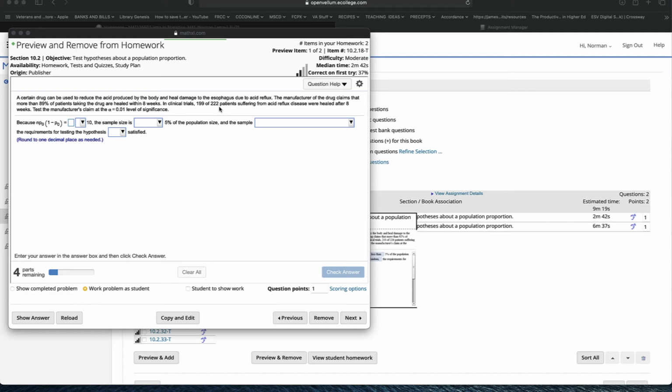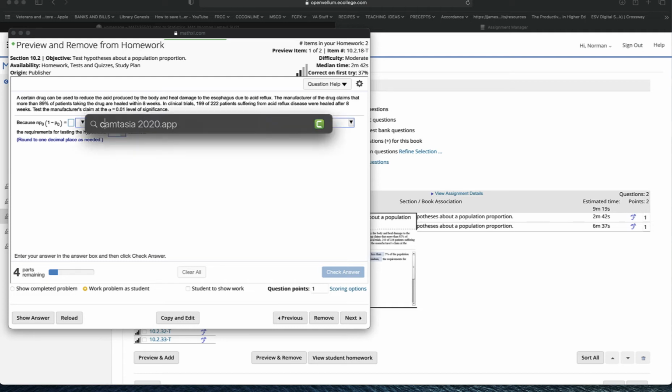So, as always, we have to perform this little test to make sure that we are in a quote-unquote large sample size. So we have to do n times p under the null times 1 minus p under the null. Notice that we haven't formulated the null hypothesis yet, but the null hypothesis says that p equals 0.89.